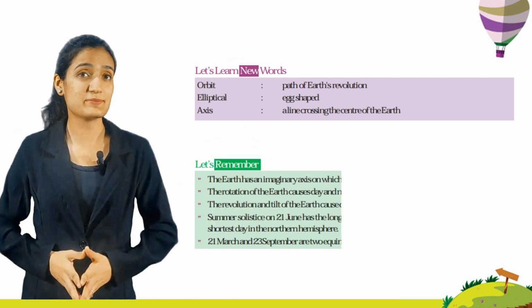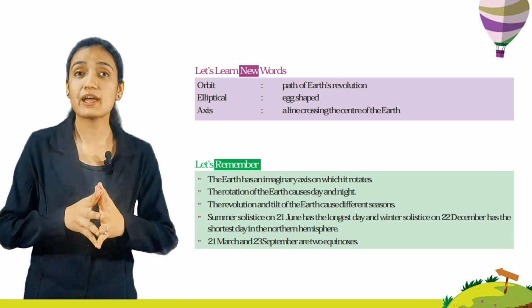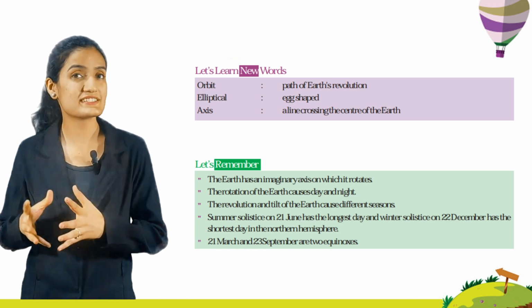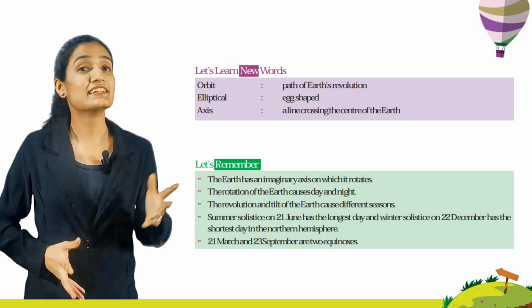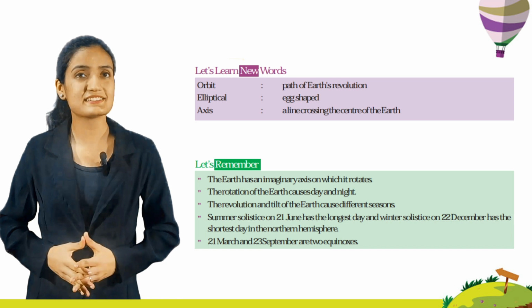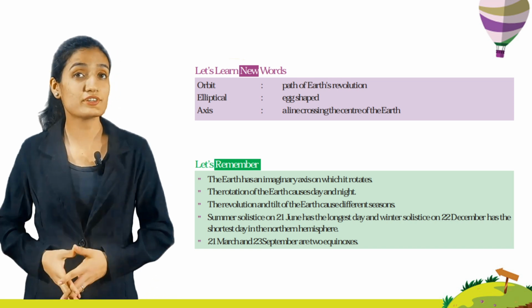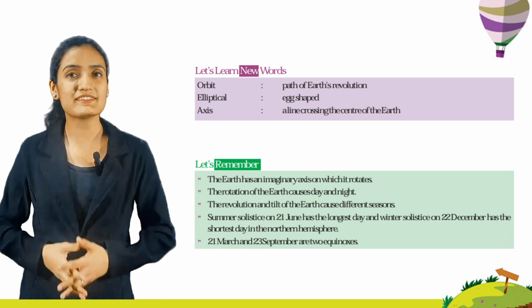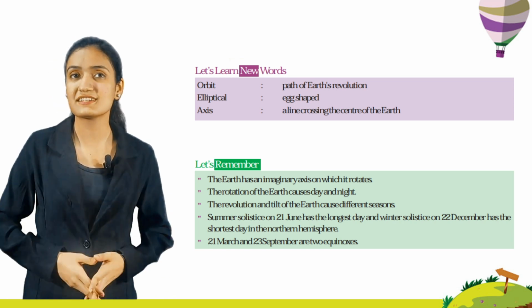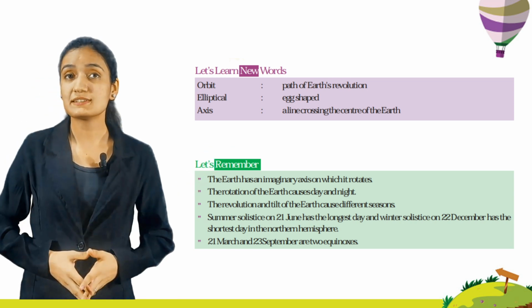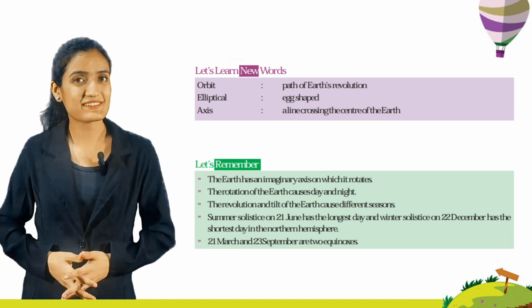Now kids, let's remember. The earth has an imaginary axis on which it rotates. The rotation of the earth causes day and night. The revolution and tilt of the earth cause different seasons. Summer solstice on 21st June has the longest day and the winter solstice on 22nd December has the shortest day in the northern hemisphere. 21st March and 23rd September are two equinoxes.